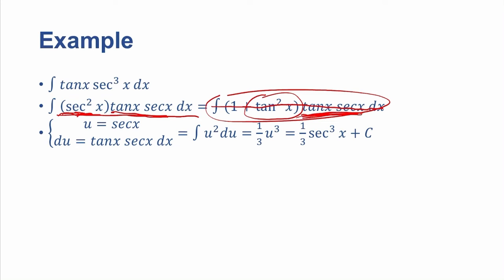So this gives us a substitution of u equals secant of x and du equals tangent of x times secant of x dx. That gives us the integral of u squared du, which is of course 1/3 u cubed, and then we have u equal to secant, so we get 1/3 secant cubed of x plus c. Okay, so that was easy enough. Let's move on to the next example.